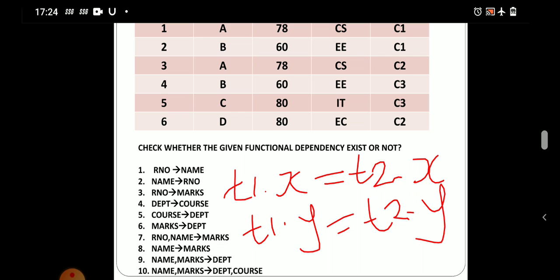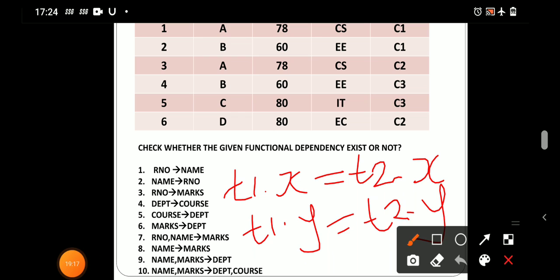Now the rest of the three functional dependencies I'm not doing here. You have to find out whether these three functional dependencies exist or not, and give your answer in the comment box. I'll check whether you understand the concept or not. So here we have discussed which functional dependencies exist: first, second, third, but fourth is incorrect, fifth is incorrect, sixth is also incorrect, right? Seventh is correct. Now you have to check the 8th, 9th and 10th functional dependencies.